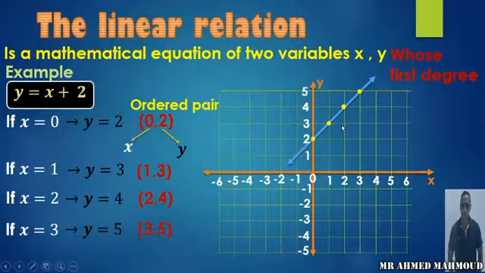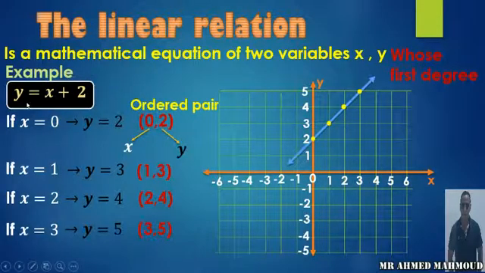Then I can connect them by a straight line like this, as we see. So this relation is called a linear relation. The word linear is from the word line, because this relation is represented as a line, so we call it a linear relation. Again, a linear relation is a mathematical equation of two variables x and y in first degree, that means x and y to the power 1.